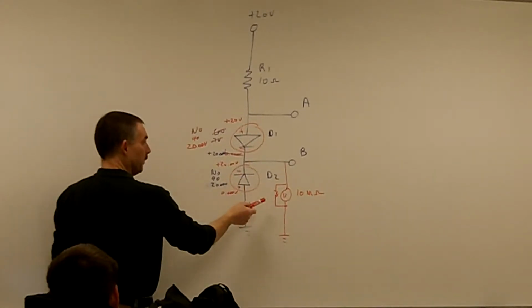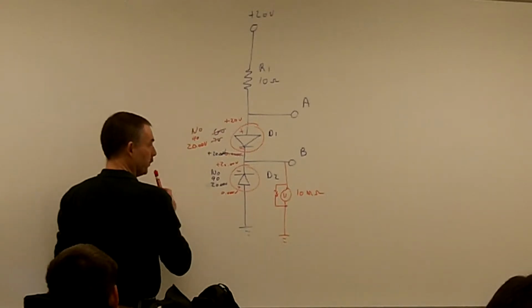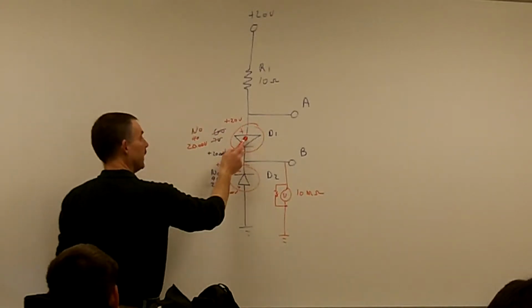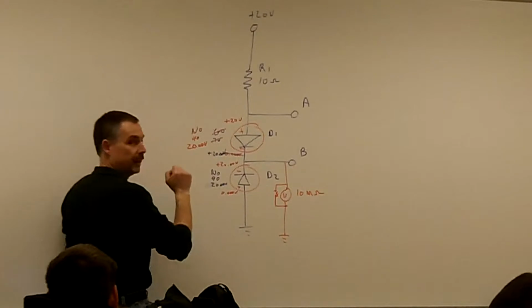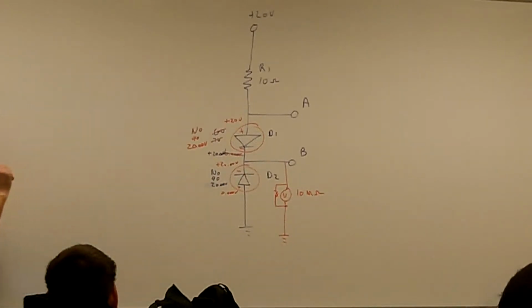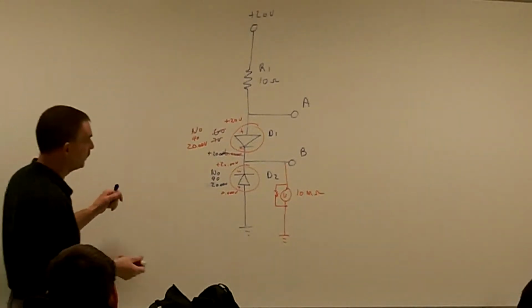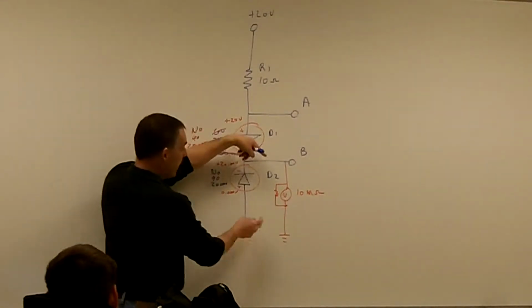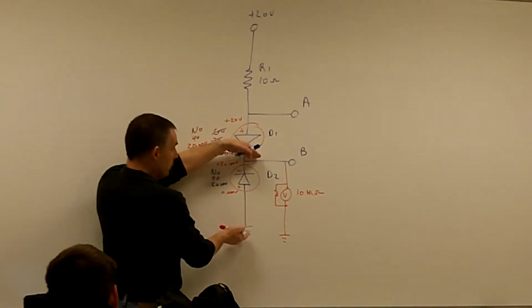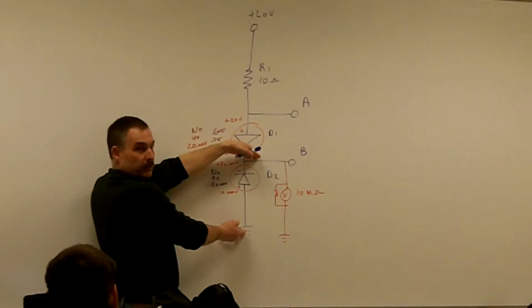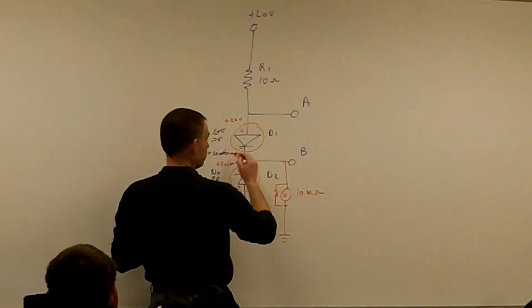But once I hook my voltmeter up to it, all of a sudden that LED is going to light up. Okay? So sometimes you get false readings, because we just made a path. We just put some resistance in where that open was, and we created a current path.